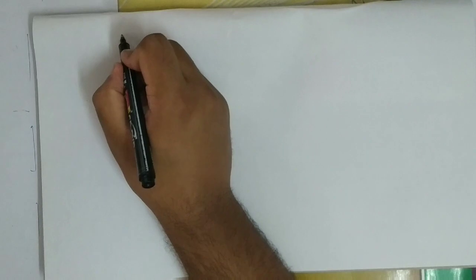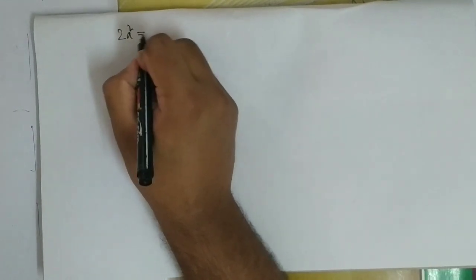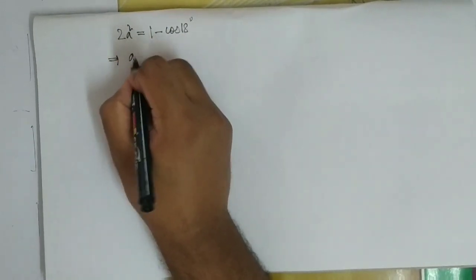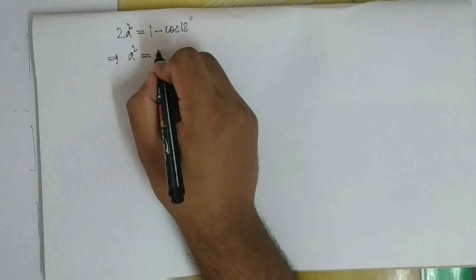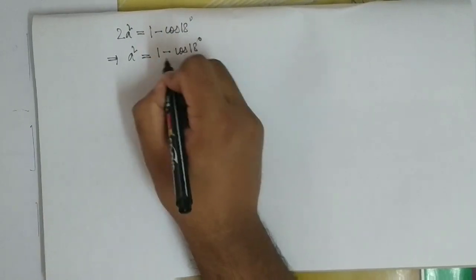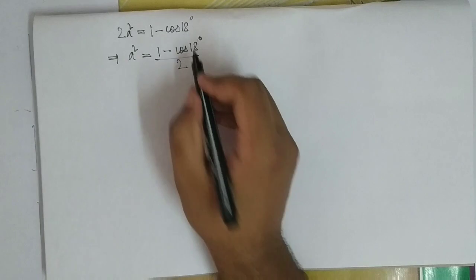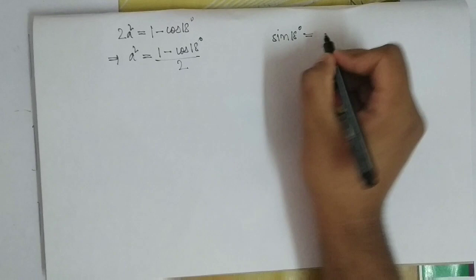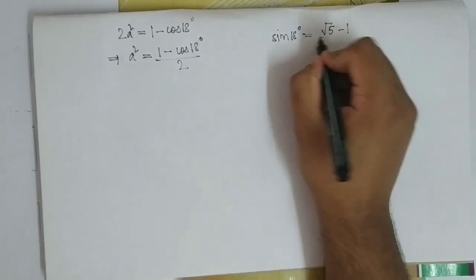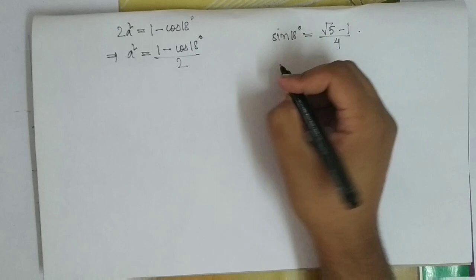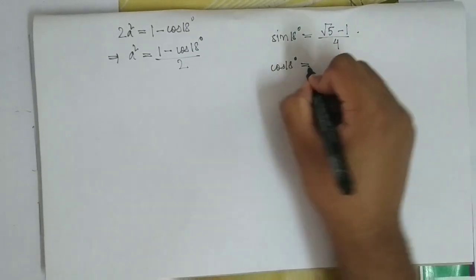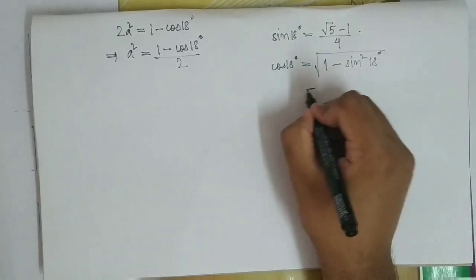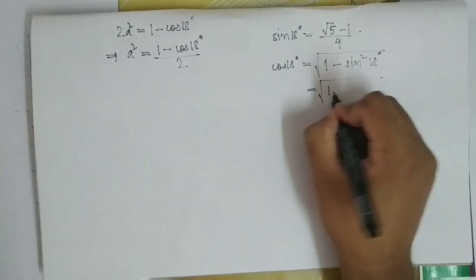So I found out twice of a square, it's 1 minus cosine of 18 degrees. So this implies a square will be equals 1 minus cos of 18 degrees divided by 2. Now what is the value of cos of 18 degrees? I know sine of 18 degrees to be equals root over 5 minus 1 divided by 4. So therefore my cos of 18 degree must be equals root over 1 minus sine square 18 degrees. And let me evaluate it.